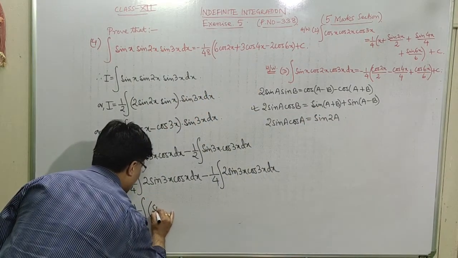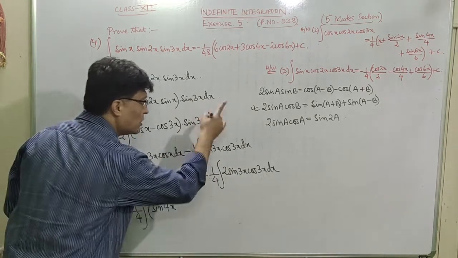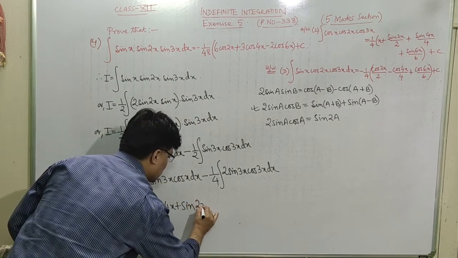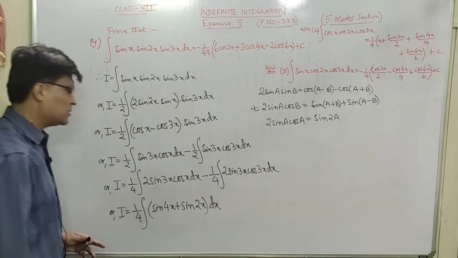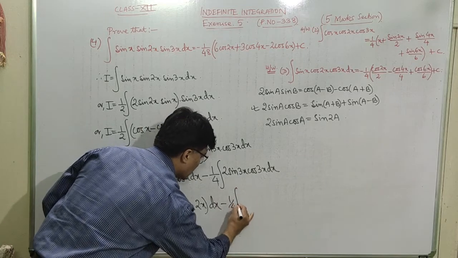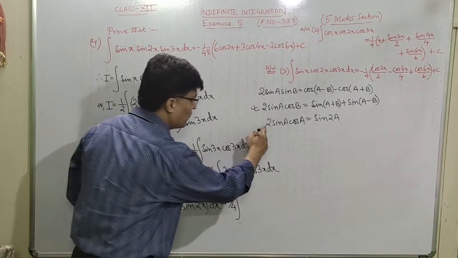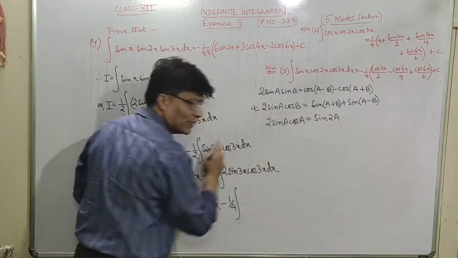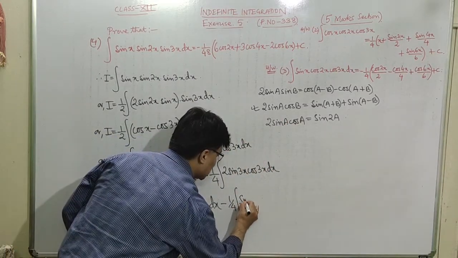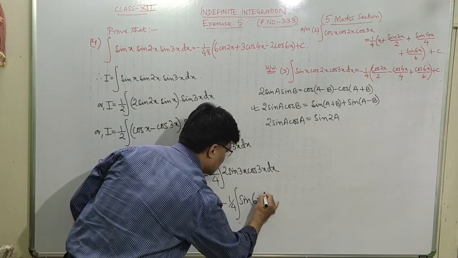So within bracket we have sin of, what is A plus B? 3x plus x is 4x, plus sin of A minus B. What is A minus B? 3x minus x is 2x, bracket closed, then it is dx, right? So minus 1/4 integration of, now this is 2 sin A cos A. What is the formula for 2 sin A cos A? It is sin 2A. Here A is 3x. So what is sin 2A now? That is sin 2 into 3x. What is 2 into 3x? It is 6x dx.